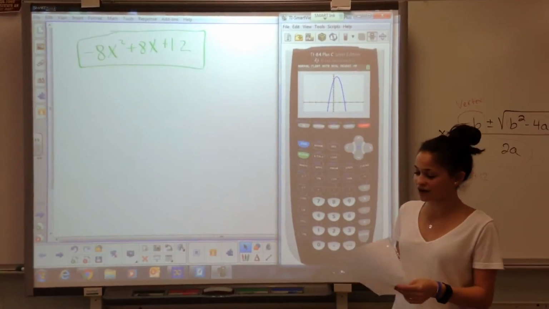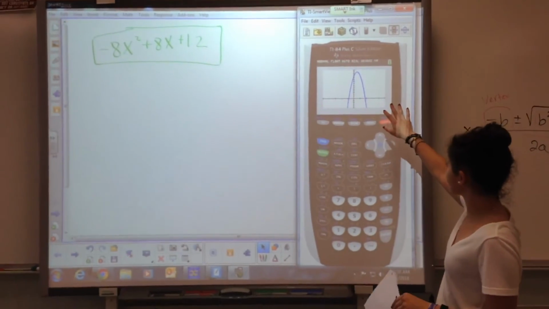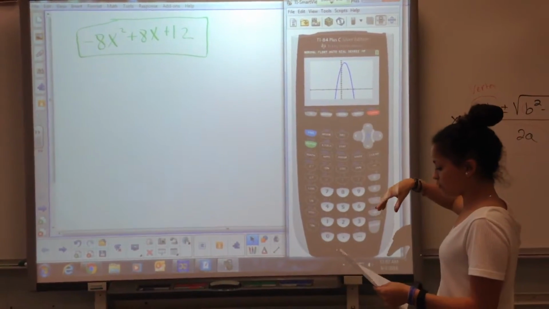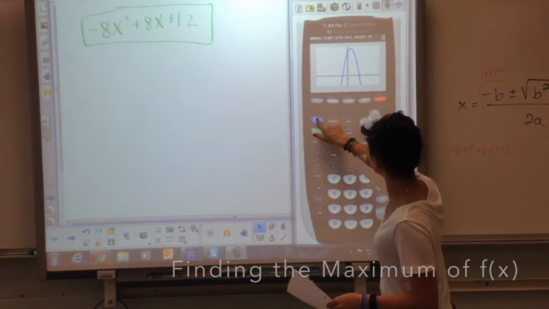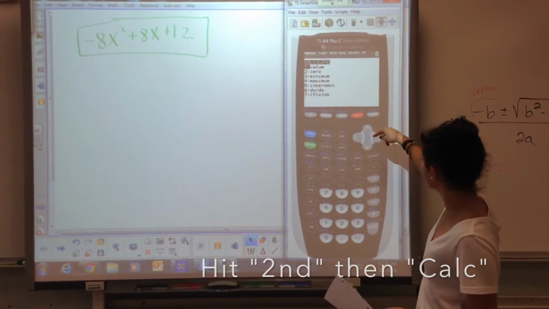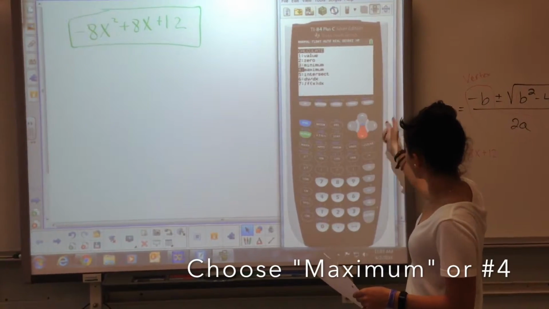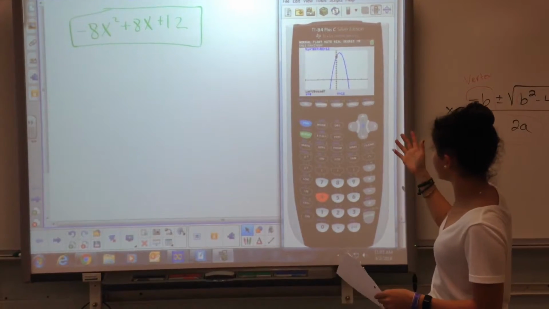All right. Hi, I'm Shayna, and I'm going to teach you how to find the maximum and minimum. You want to start by keeping this function up. So we're going to find the max. You would press second calc, which is above the trace button, and then you can either move your cursor down to maximum, or you can just press the number 4, and it will do the same thing.